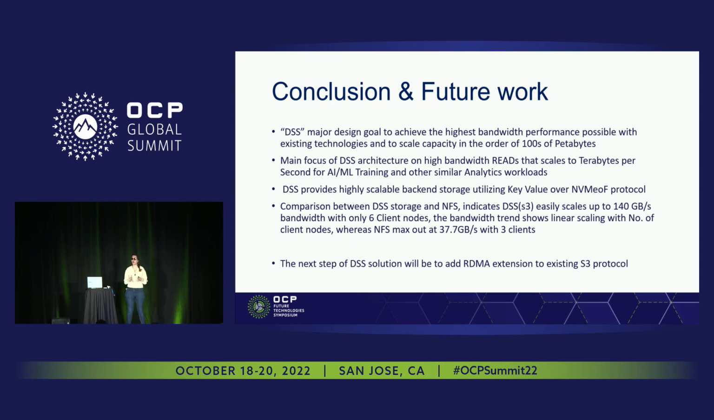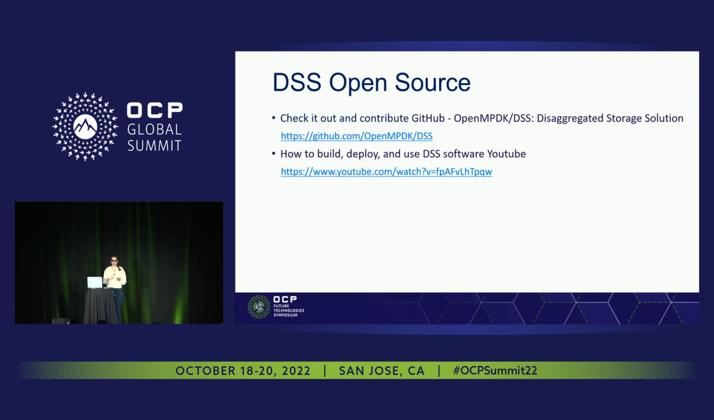The next step for our DSS solution is to add the RDMA extension to the existing S3 protocol that we have. We have also put our DSS out as open source, so everyone can go and check our public GitHub and use it on your own system. Also, we have this YouTube video that will show you how to build and deploy the DSS software.